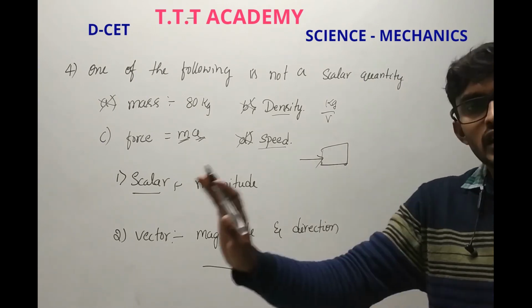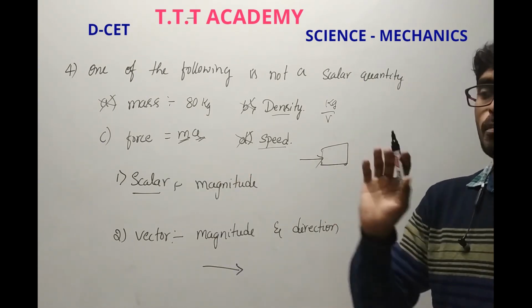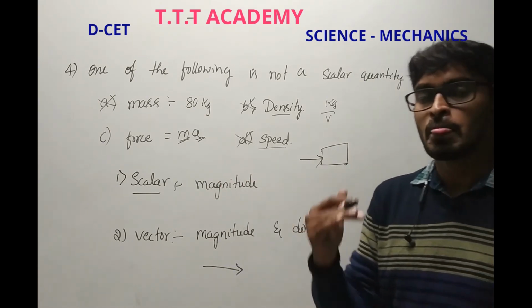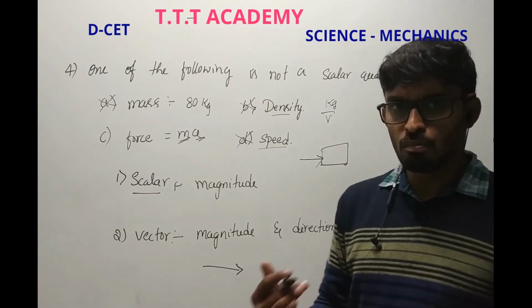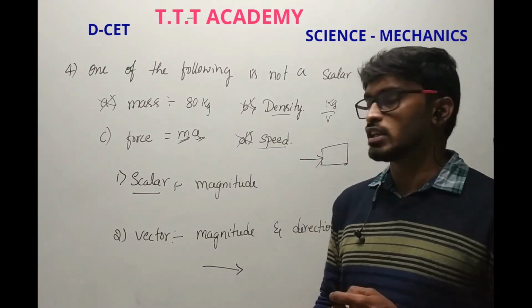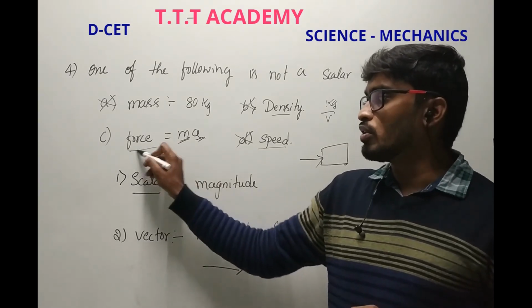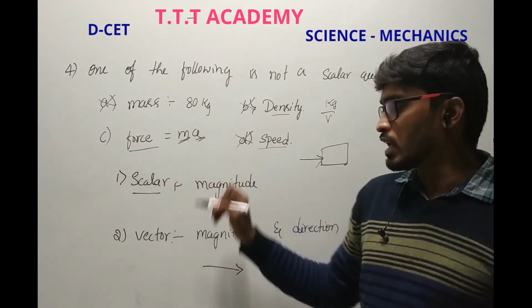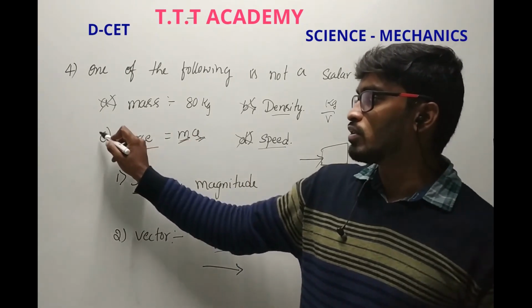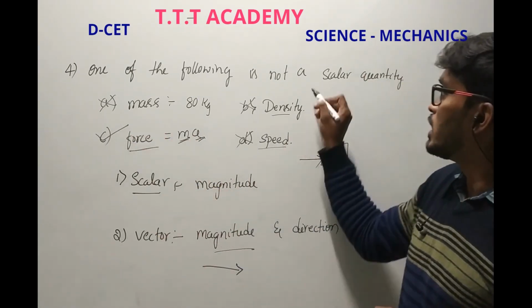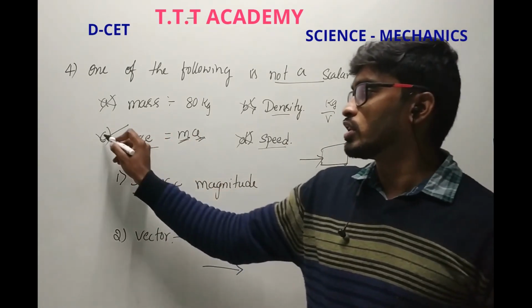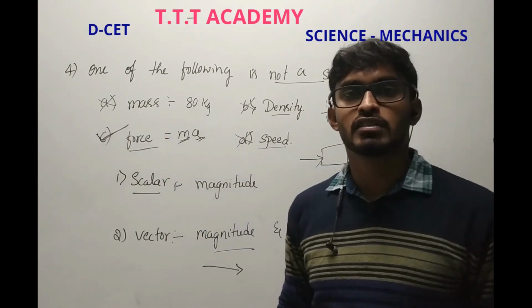You are pulling the force or pushing the force. Pull and push indicate the direction of the force. So force contains both magnitude as well as direction. That's why force is a vector quantity, which means it is not a scalar quantity. So that's why option C is the correct answer.